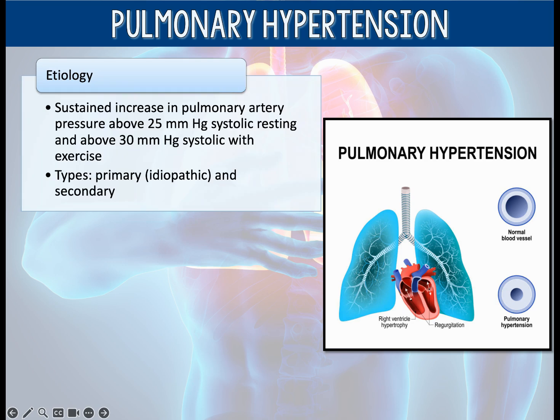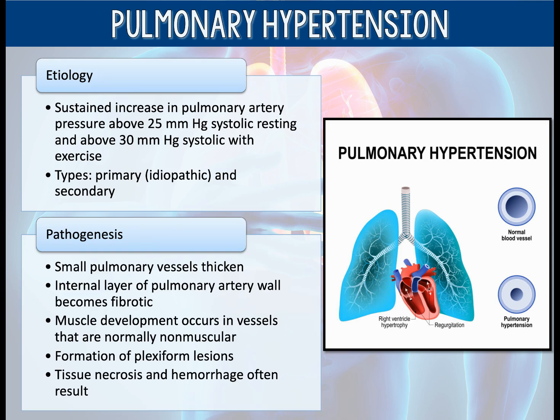So, what is the cause of pulmonary hypertension? The cause of pulmonary hypertension is a sustained increase in pulmonary artery pressures. So the pressures in your pulmonary arteries are so high. It's above 25 millimeters of mercury, and it goes up to above 30 millimeters of mercury when you're doing activities like exercise. So there's two types, there's primary and then secondary, and you don't have to know any of that. So how does this happen exactly here?